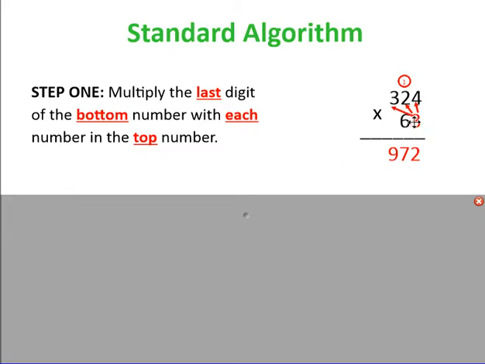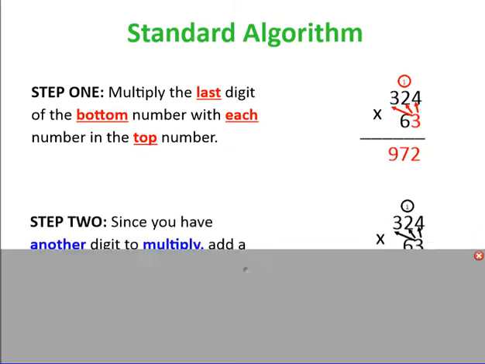So the 3 right here, and it's in red, is the last digit of the bottom number. And I'm going to simply multiply it times each one of these digits in the top number. And I'm going to go backwards. So I'm going to go from right all the way to the left. Okay. So 3 times 4 is 12. So I'm going to carry the 1, put the 2 on the bottom. 3 times 2 is 6. But then I had carried this 1 up here. So I'm going to add the 1. So 6 plus 1 is 7. And then 3 times 3 is 9.